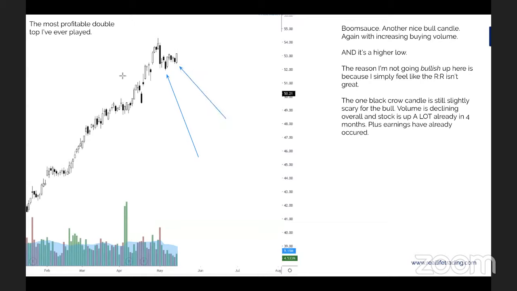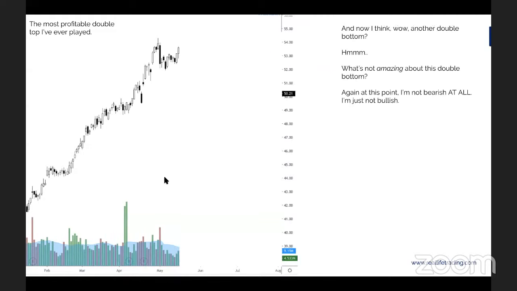There's someone in the chat pane saying, dude, this is a double bottom. You should be getting in bullish. And that's what I thought the whole time. Like, well, apparently this is not going to go down. The only reason I'm not getting in bullish up here is because the risk reward was not fantastic. It just wasn't that great. So I waited. Okay, next. And here is where I just go, okay, well, apparently I'm just a moron.